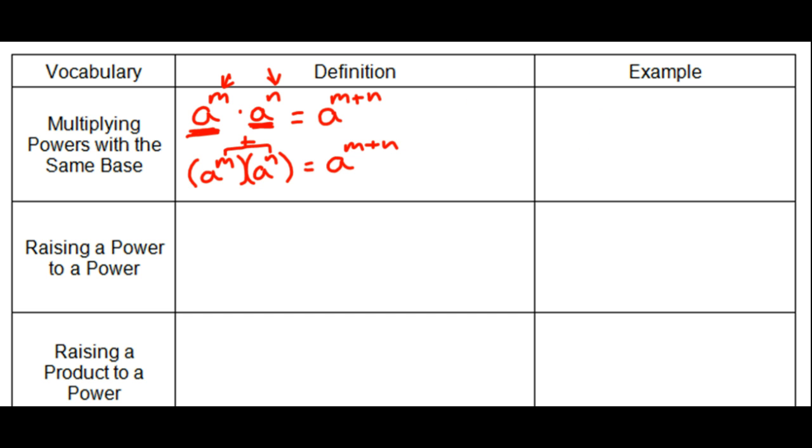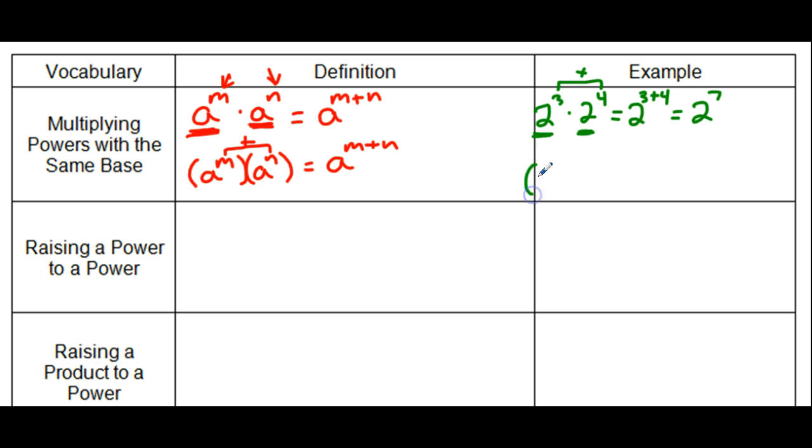Alright, here are some examples. If we had 2 to the third power times 2 to the fourth power, again, here the same bases. These are both 2's, so we can add the exponents. This we're going to add, and that's going to be 2 raised to the 3 plus 4, which is 2 raised to the 7th.